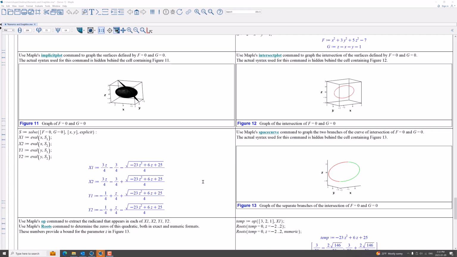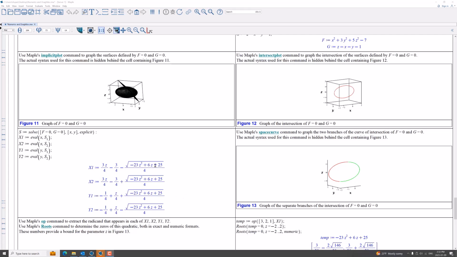Well, what further information do I want? I would like to know these turning points, this one here and this one here. So I can get them by finding the zeros of the radicand, because it appears in all of these expressions, and outside those two zeros, you're going to have imaginary roots, so there's nothing there.